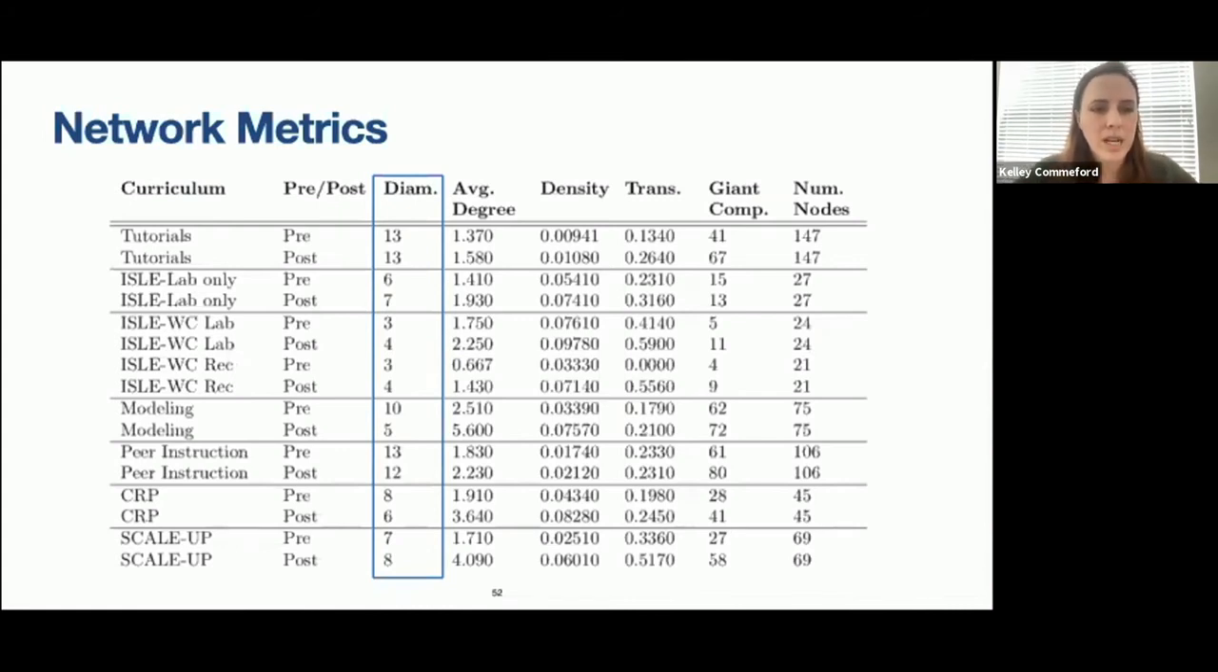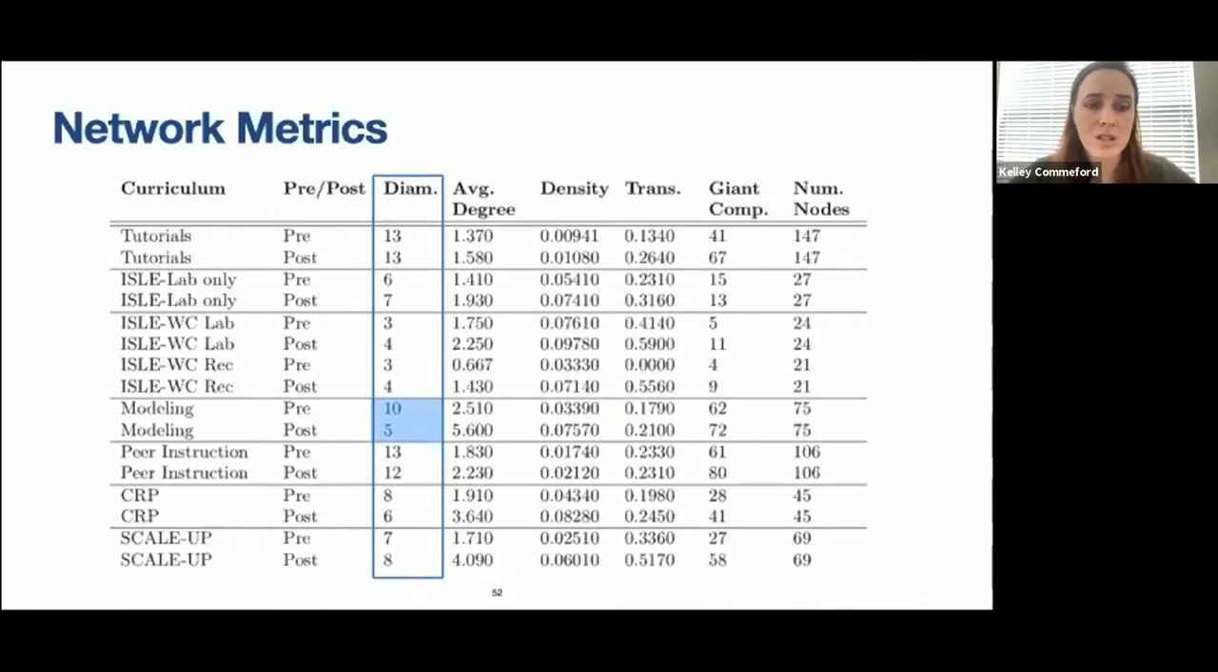What we really want to look at is the change in diameter from the beginning to the end of the term. Most curricula had a change in diameter of plus or minus 1 to 2 students, which really suggests that the overall style of interaction between students remained largely unchanged from early to late networks, except for modeling instruction.